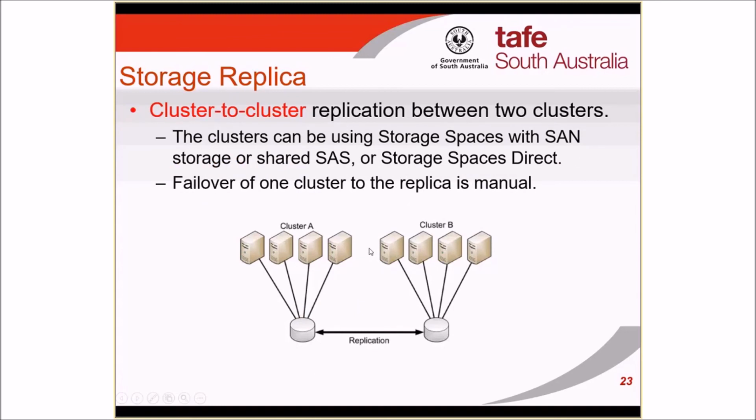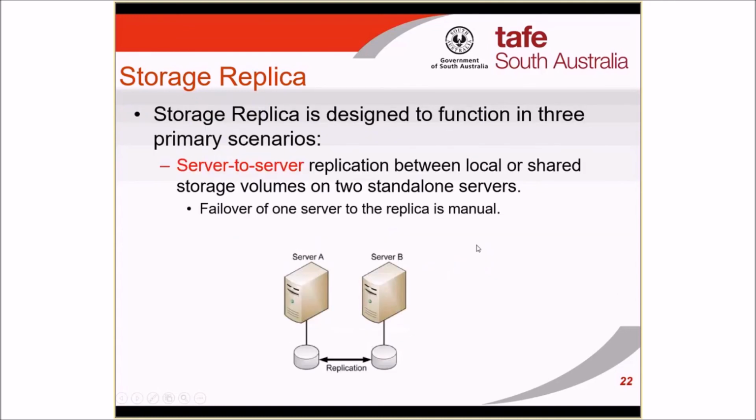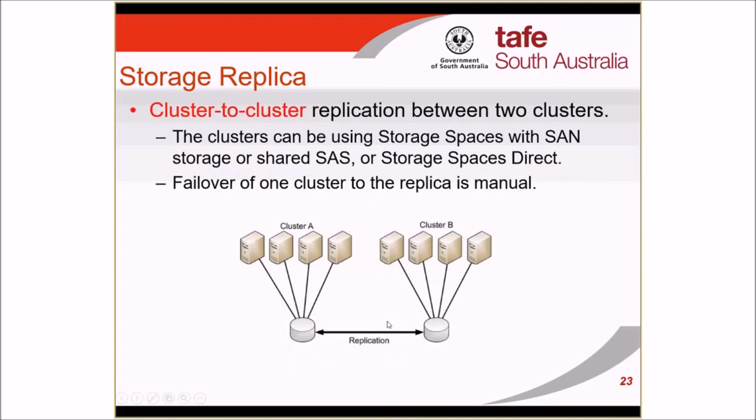It could also be cluster-to-cluster replication. The clusters can be using storage spaces with a SAN and storage, or shared SAS, or storage spaces direct, and you can fail over one cluster to another cluster. A cluster is multiple computers doing the same job, using the same data, and this data is replicated. So if this data fails, these machines can't use it anymore, and they can fail over to the other cluster. If the previous one was mirroring individual servers, this is like mirroring the cluster.